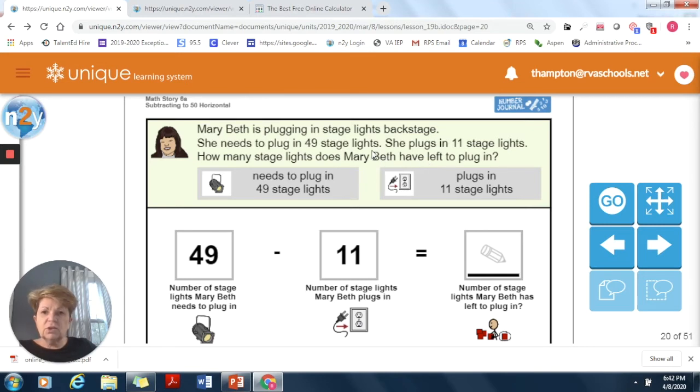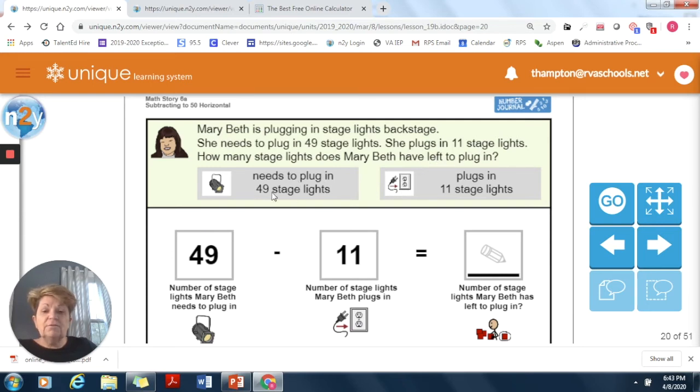So let's read our story problem. Mary Beth is plugging in stage lights backstage. She needs to plug in 49 stage lights. She plugs in 11 stage lights. How many stage lights does Mary Beth have left to plug in? Now, having left, that's one of our key phrases. So we know we're going to subtract.